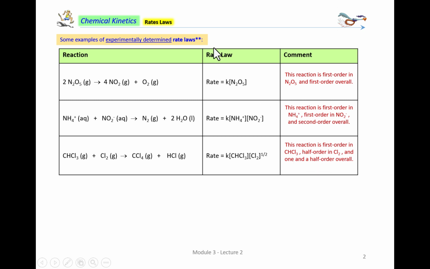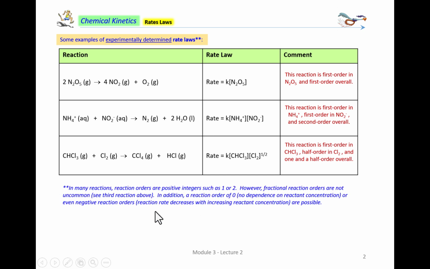Now notice up here I had a couple of asterisks, and we want to point something out here, that in many reactions, the reaction orders are positive integers such as 1 or 2. However, fractional reaction orders are not uncommon, for example, this reaction here. In addition, we sometimes see a reaction order of 0, no dependence on reactant concentration, or even negative reaction orders, where the reaction rate decreases with increasing reactant concentrations. We'll look at zero-order reactions, but we'll stay away from negative reaction orders in this course.